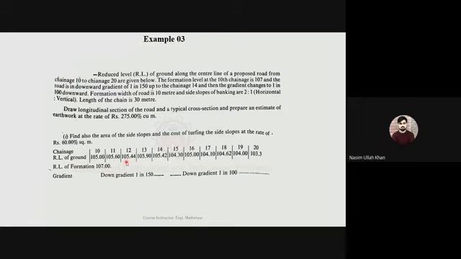The amount of cut and fill. Amount of cut and fill.